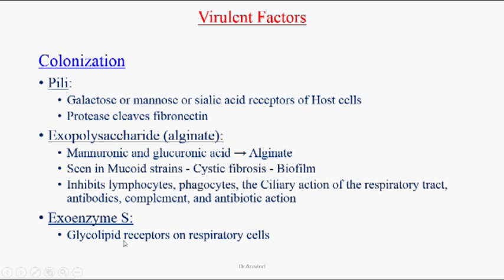These organisms can secrete exoenzyme S, which helps in attaching to the glycolipid receptors on respiratory epithelial cells. So colonization basically occurs with the help of pili, with the help of alginate material, with the help of exoenzyme S, and the flagella that are present in these organisms.